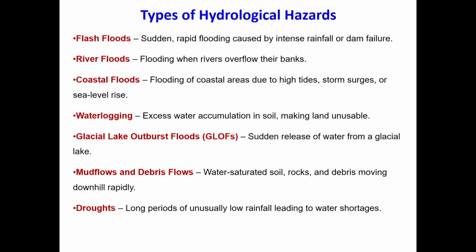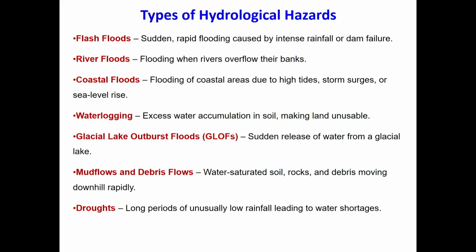Now, coming to types of hydrological hazards, there are flash floods, which are caused by sudden, rapid movement of water due to intense rainfall, or there can also be a dam failure. There are river floods happening every year along the rivers due to high discharge of water into the channel. Coastal floods may happen due to cyclogenesis and the landfall that brings a lot of water, and storm surges or sea level rise.